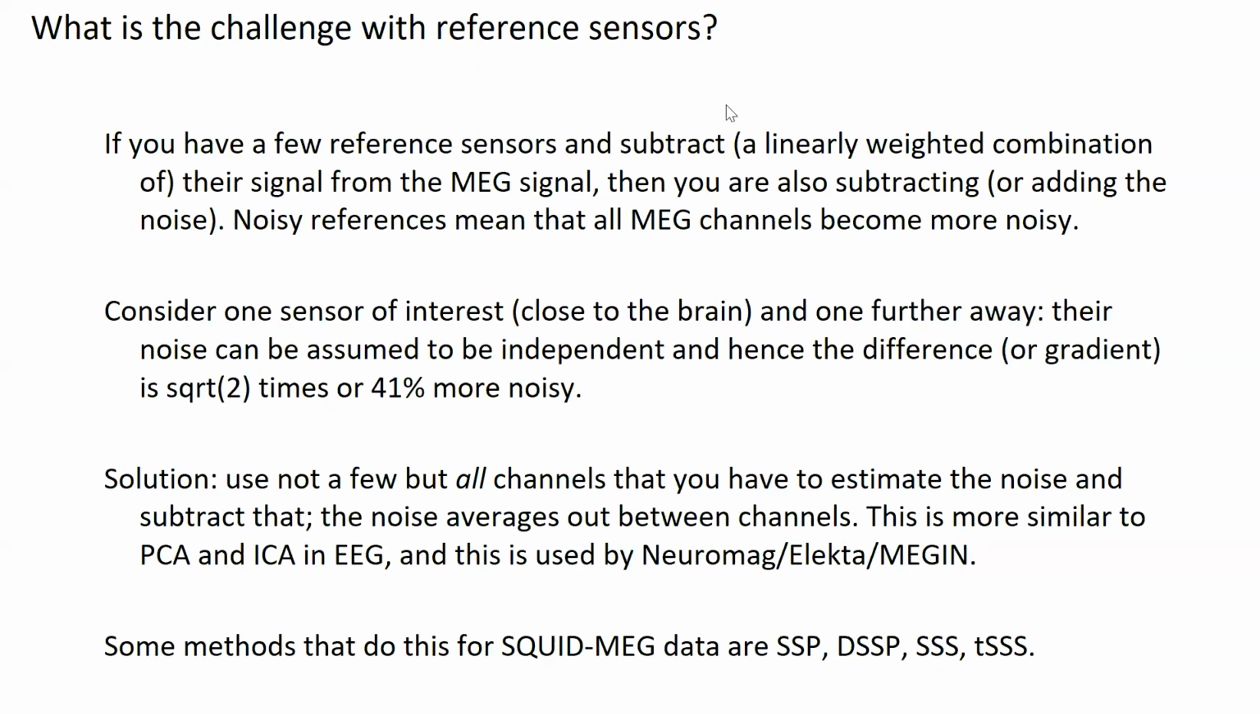Some of the methods that use this idea of using all the channels to estimate the noise and subtract it from the data are signal space projection, dual signal space projection, signal space separation, and temporal signal space separation. There are other methods like this, but all of them share this idea of using all the sensors to capture the noise, to model the noise, and to subtract it.